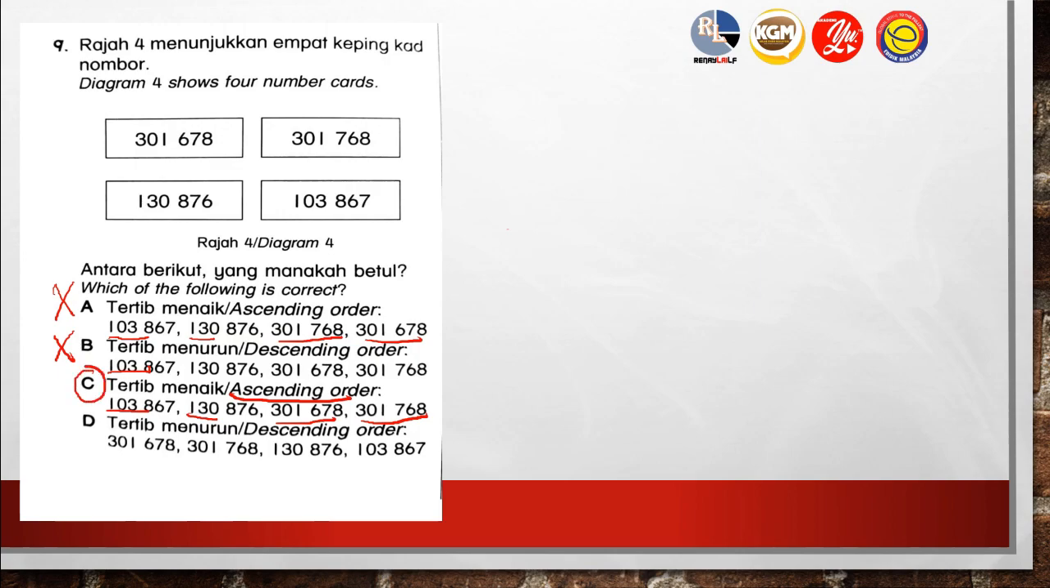But anyway, let's look at D, descending order. That means going down. The first number should be the highest number, but the first number is 301,678 and this is 301,768. So this number is bigger than that number. So this should be the first number and that should be the second number. So D is also wrong. So the correct answer is C.